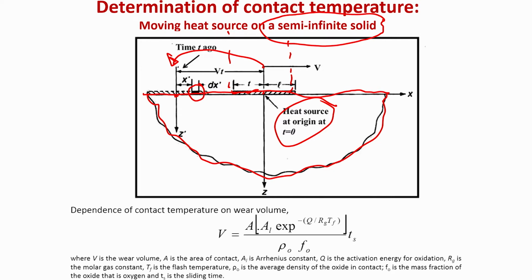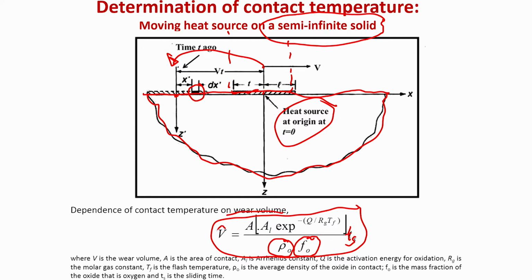Now, why is contact temperature so important? Because the wear volume V is also related to the contact temperature through this equation, which has an Arrhenius type of relationship, where V is equal to A into AL exponential minus Q by R TF. What is R? R is your universal gas constant. Capital TF is your flash temperature. Rho naught is the average density of the oxide that is formed, and F naught is the mass fraction of the oxide, that is oxygen. All these parameters are multiplied by Ts. Ts is your sliding time.